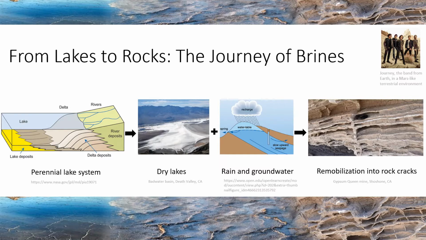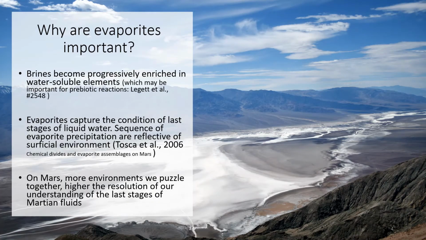For example, if groundwater comes in contact with these evaporites, it'll dissolve them, become more briny, and the entire groundwater network can move quite far away from the original area and redeposit the evaporites into cracks, crevices, and even bedding planes of nearby rock units. So evaporites have the ability to store information about whether a lake is drying or a late-stage groundwater is drying.